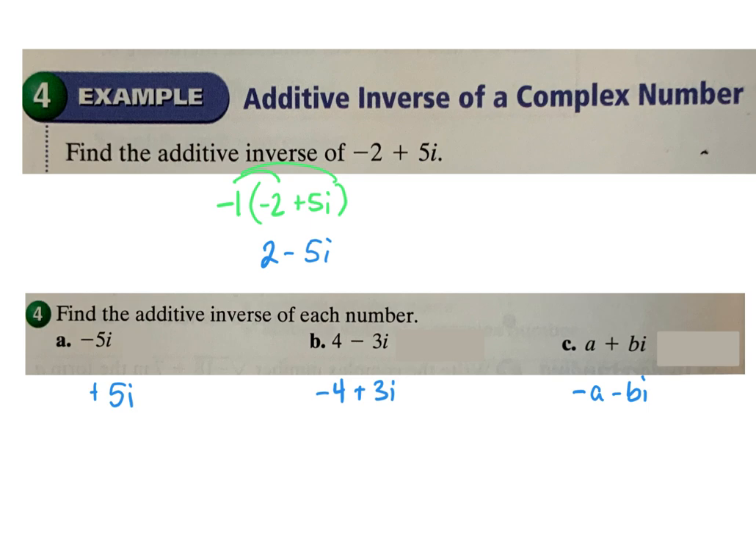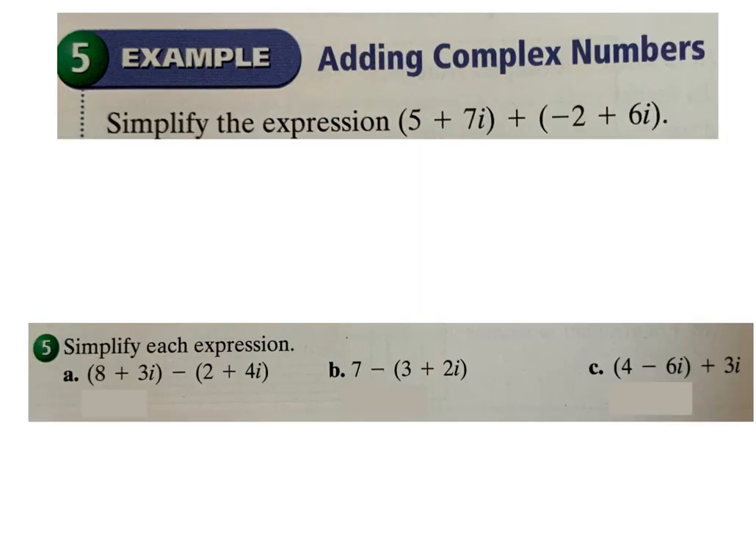So let's look at example 5. Adding complex numbers and subtracting as well. So when you add complex numbers, it's just like when you add polynomials. You add your like terms, meaning you're going to add your real portions and add your imaginary portions. So for this one, I have 5 plus 7i plus negative 2 plus 6i. So I'm going to add my real part, 5 plus negative 2. And then I'm going to add my imaginary parts, 7i plus 6i.